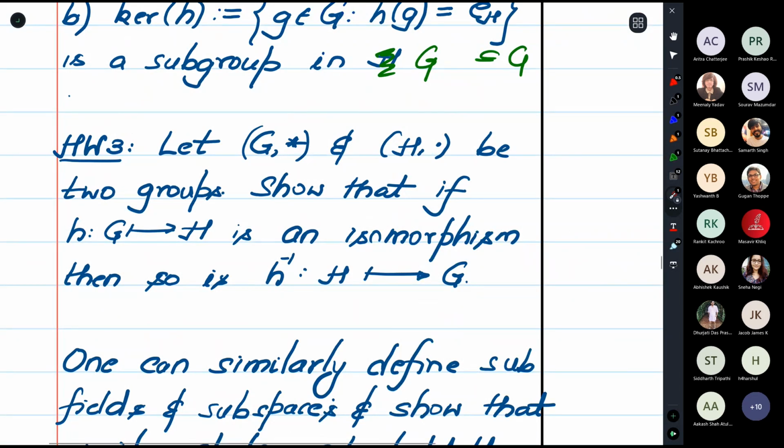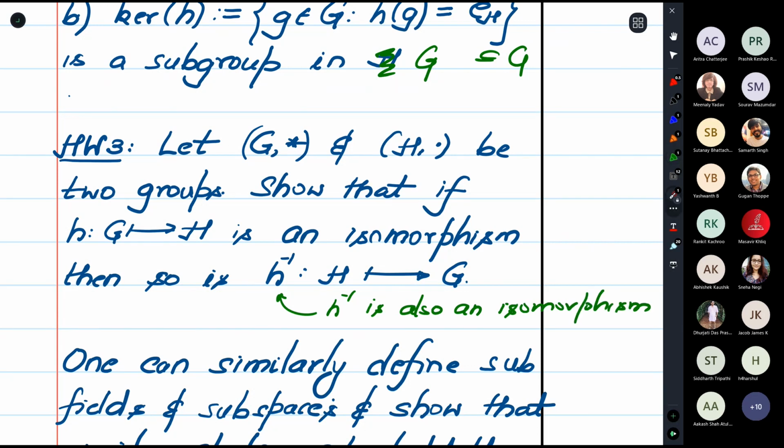Then one can indeed show that the inverse of this function, which goes from H to G, is also well behaved. First thing you have to ask is, is the inverse defined? Well, since H is a bijection, which follows from the fact that H is an isomorphism, the inverse exists, and it will go from capital H to G. What this theorem is saying is that if H is an isomorphism, then H inverse is also an isomorphism.